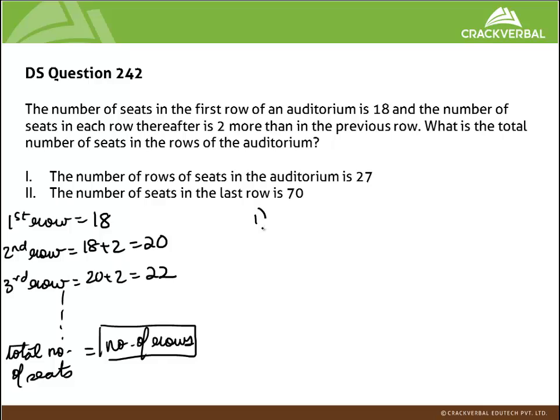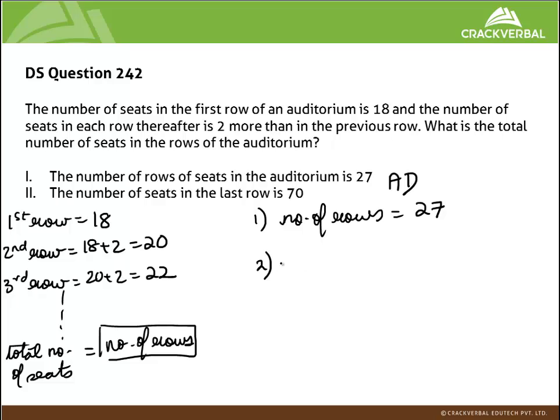So evaluating the first statement individually, the first statement says that the number of rows in the auditorium is 27. Now, since we have the first row to have 18 seats and we have the number of rows to be 27, we can definitely find out the total number of seats in the auditorium. So the first statement is sufficient and the 2 possible answer choices are A, D.